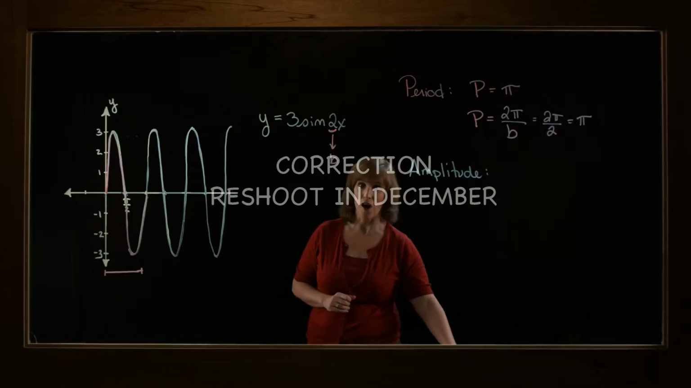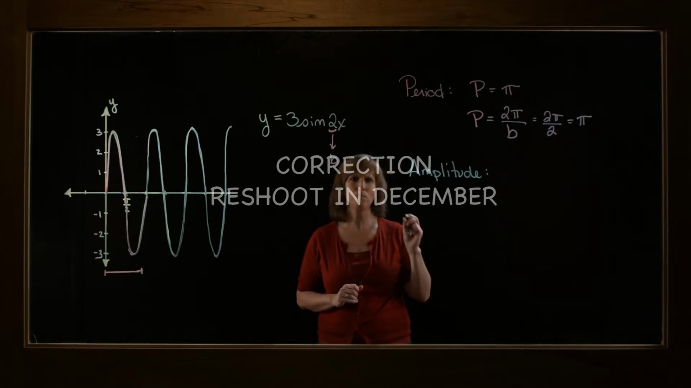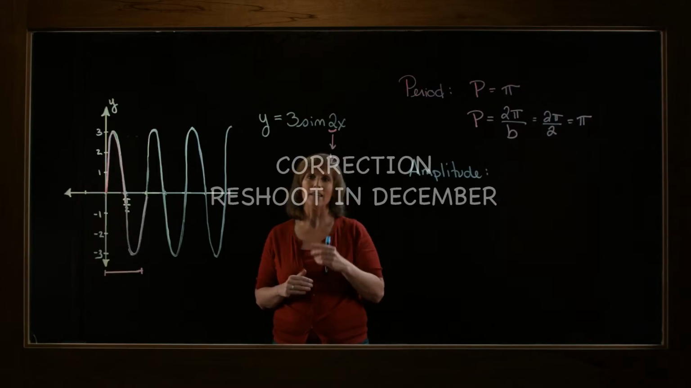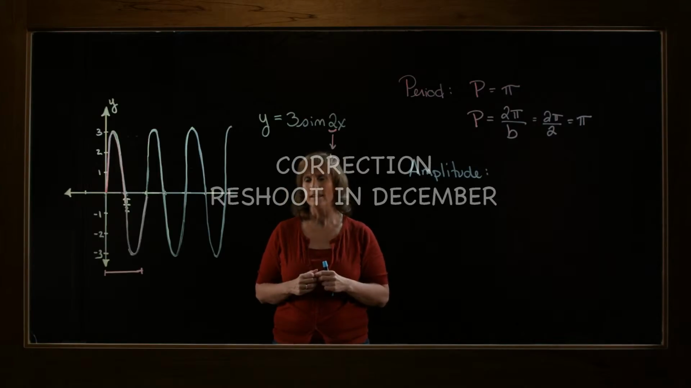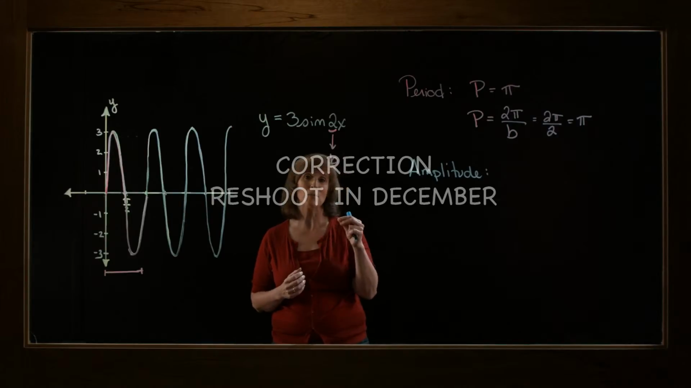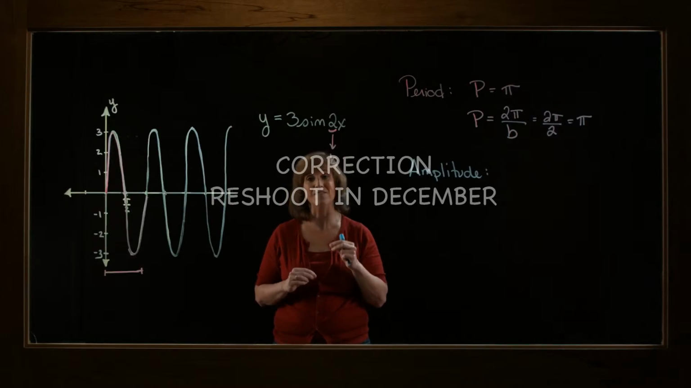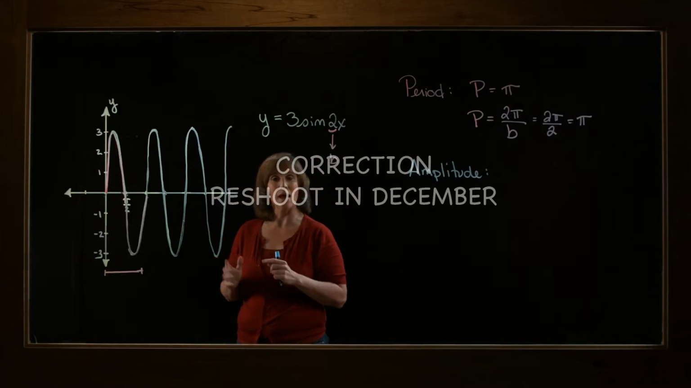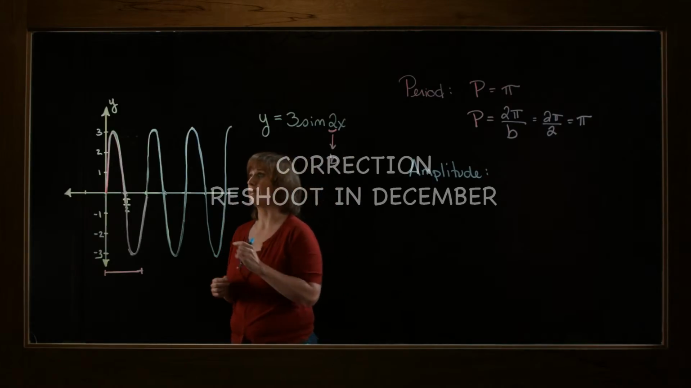Okay, now let's talk about amplitude. What's amplitude? Well, you can think of amplitude as measuring the height of the graph, but it's really a little more than that. What you're going to do is find the difference between the maximum point and the minimum point and divide it by 2. So let's take a look at my picture. Again, we're going to do this graphically and analytically.